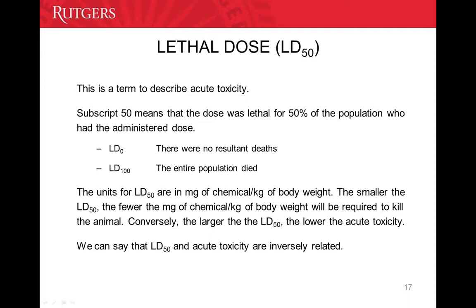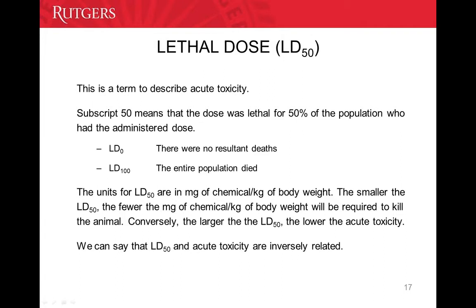Units for LD50 are milligrams of chemical per kilogram of body weight. Now, why is that important? It's important because this is a dose. So for someone like myself, who sadly weighs about 240 pounds, you would need more of a particular product than for someone who's fit and healthy and weighs 150 pounds, because it's milligrams of chemical per kilogram of body weight. I suppose one of the few advantages of being overweight is that you may be able to withstand a higher exposure of a particular toxic chemical.